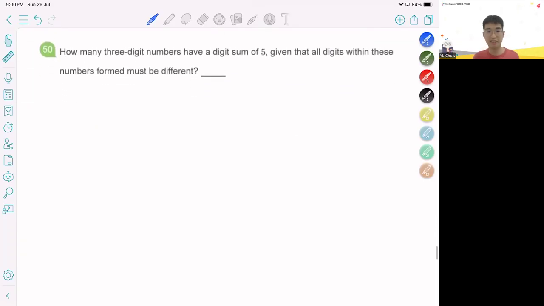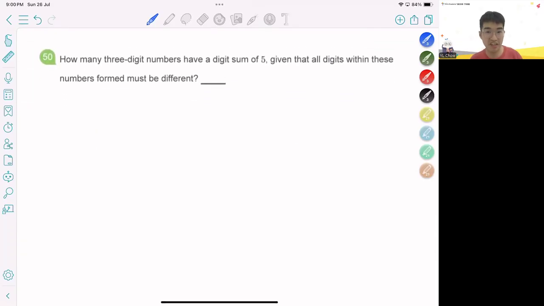Right, question 50, which is a number splitting question, similar to what we have seen in the previous mock test video. How many three-digit numbers have a digit sum of 5, given that all digits within these numbers formed must be different? So I must have 3 different digits that add up to 5.